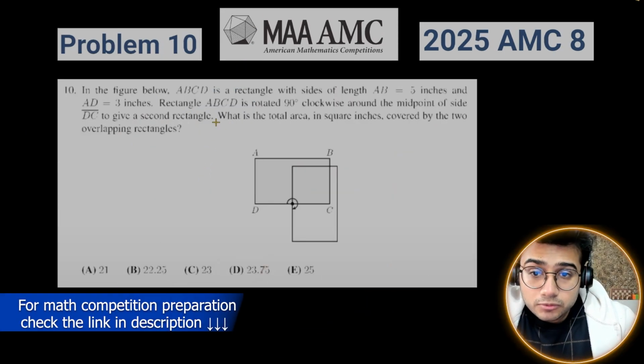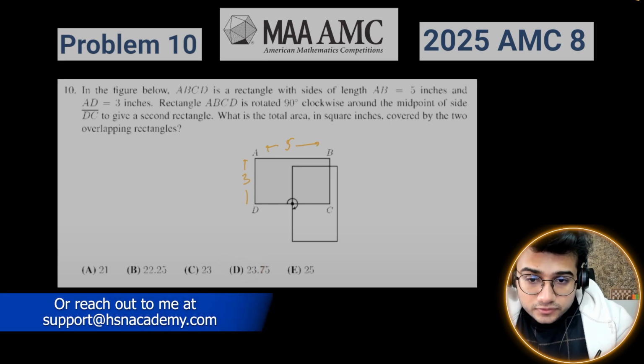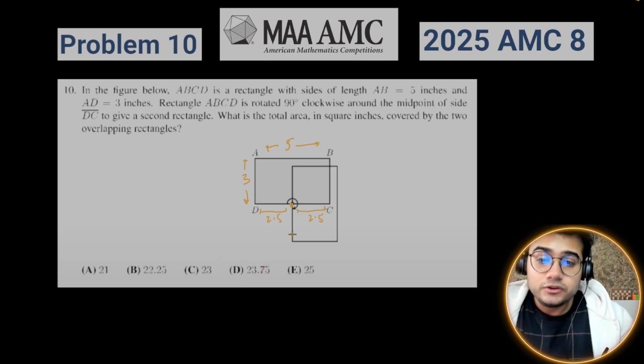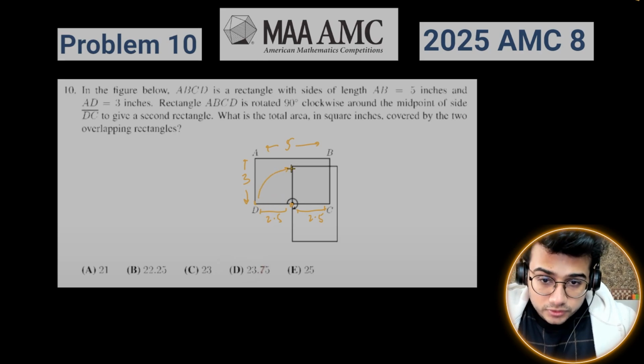Okay, so in this problem we have a rectangle that measures 5 by 3. Across the midpoint, they rotated the rectangle 90 degrees clockwise. So this is the midpoint. This whole length is 5, so that means this is 2.5 and this is also 2.5. Since we rotated it 90 degrees clockwise, each point moves 90 degrees in a circle in the clockwise direction. So then this point goes to this point, and this point goes to this point.